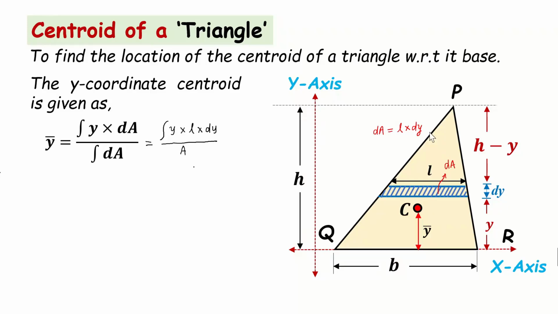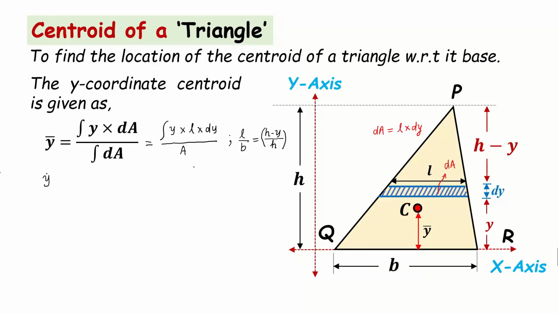So if you see the triangle here, friends, from simple geometry I can write down L divided by B will be equal to h minus y divided by h. This is by simple geometry, because there is a small triangle having base L, and there is a big triangle having base B. So L by B will be h minus y divided by the entire height h. So from this expression, I will substitute the value of L in this equation.